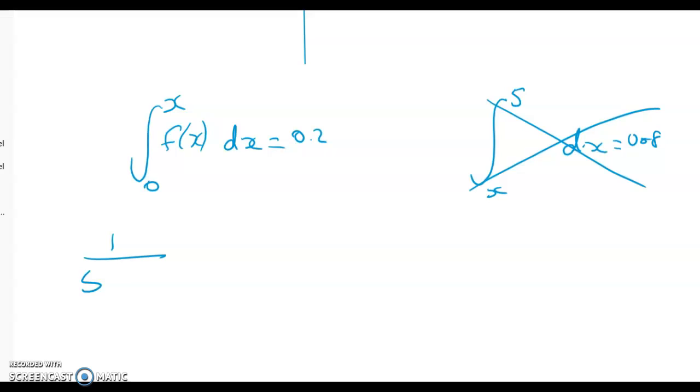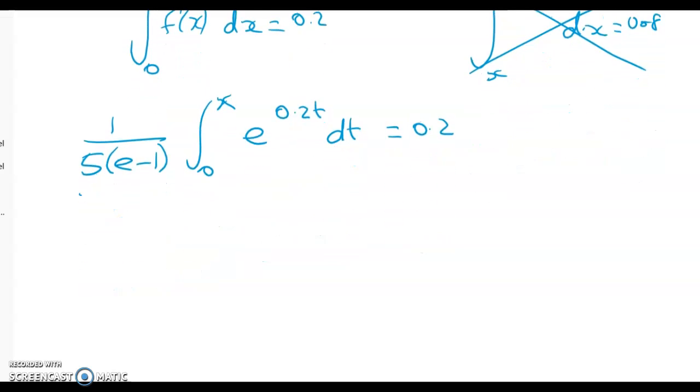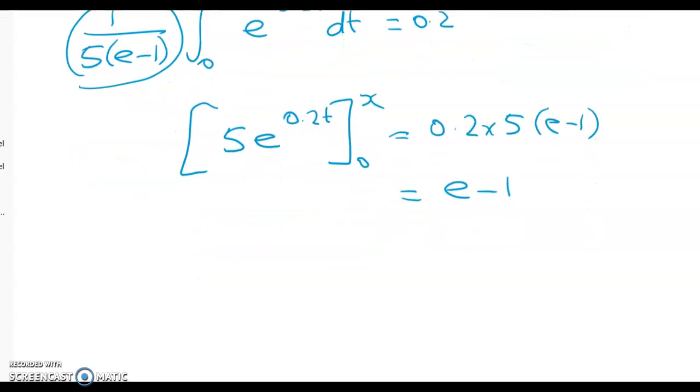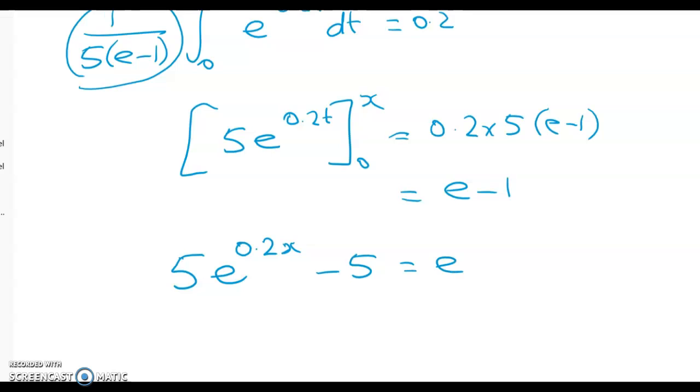Right, what have we got? Well, we've got 1 over 5 times e minus 1 the integral between x and 0 of e to the 0.2t dt, and that has to equal 0.2. So I'm going to multiply through by the constant, and I get 5e to the 0.2t between x and 0 is equal to 0.2 times 5 times e minus 1, which is just e minus 1. Substituting in, we get 5 times e to the 0.2x minus 5 equals e minus 1.